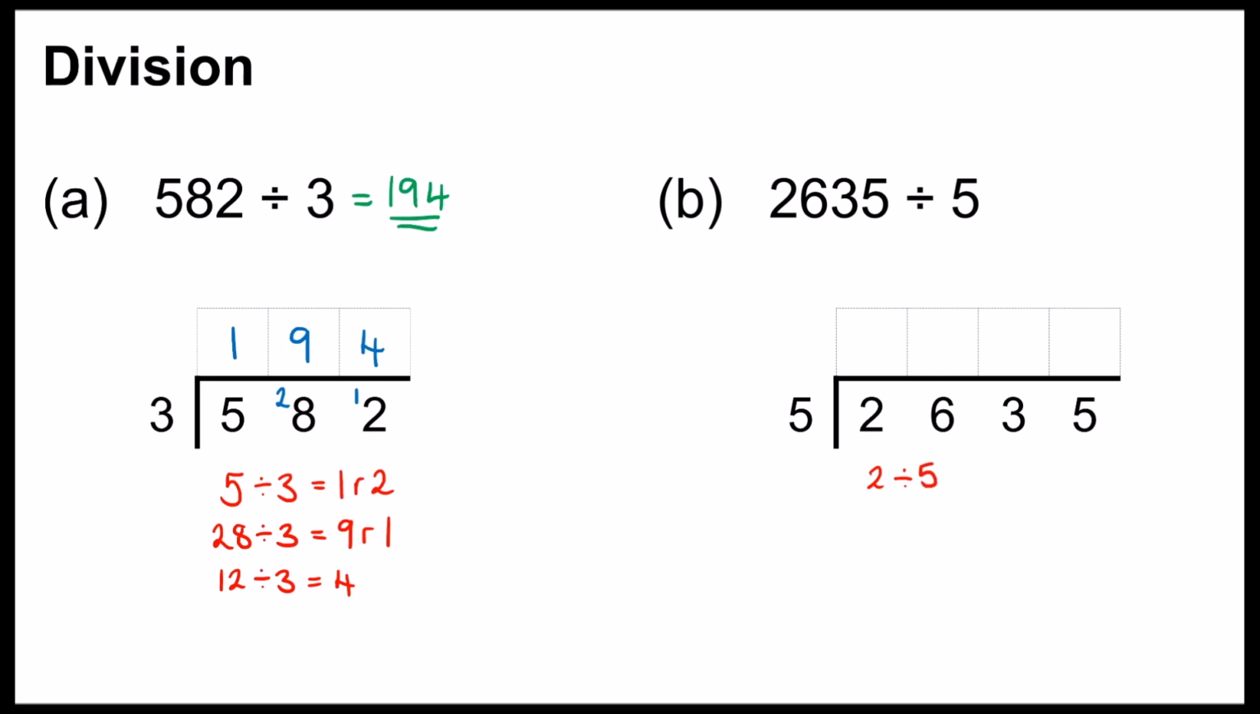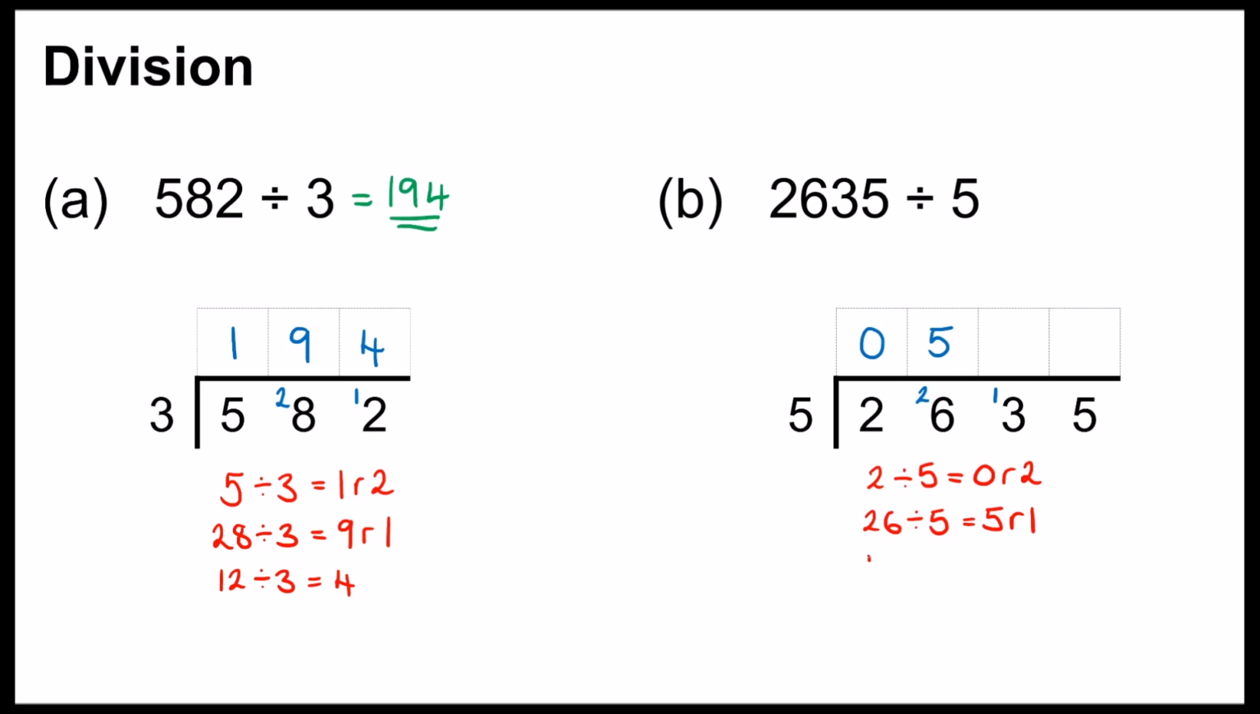Now, because 5 is bigger than 2, that's going to make 0 groups and leave me with a remainder of 2, which I started off with. I can write this into my bus stop like so. Next, I want to work out 26 divided by 5. That would give me 5 whole 1s with a remainder of 1. So I can write a 5 in my bus stop and carry 1 onto the 3.